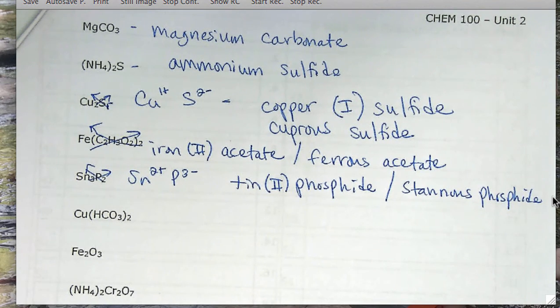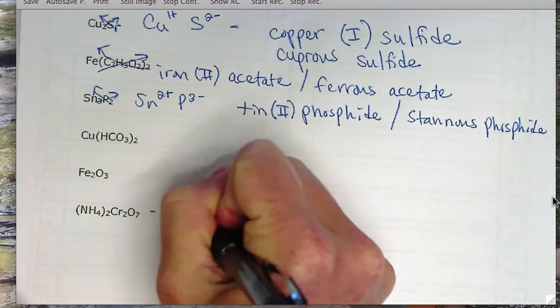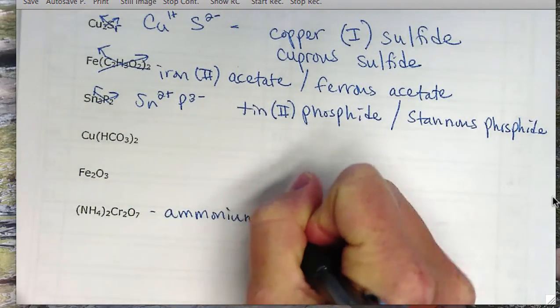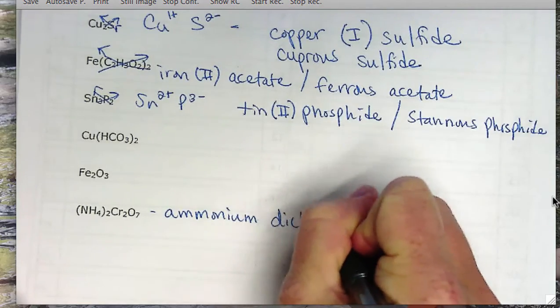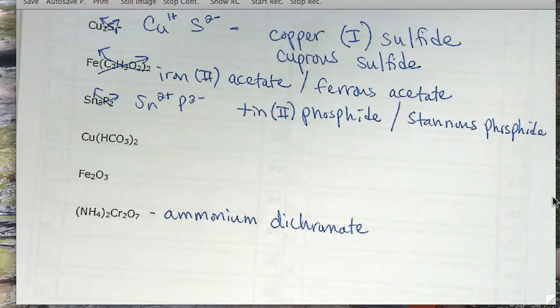Angela, for the last one on this, is there only one possible answer? Yes, because those are both polyatomic. Ammonium dichromate, which is one that you had us memorize. Yes. So see, memorize your polyatomic ions. That's huge.